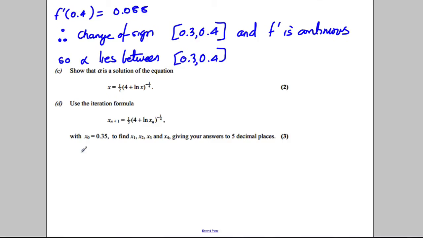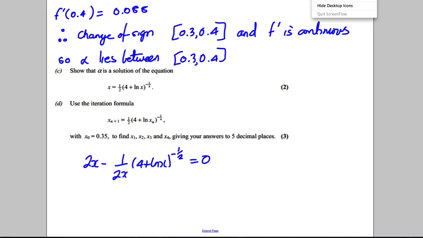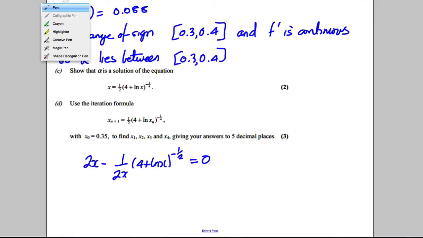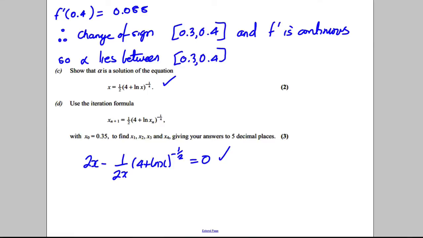So let's rewrite that. We're trying to solve 2x, subtract 1 over 2x, 4 add the natural logarithm of x to the negative half is equal to 0. Now we're trying to rearrange it so it looks something like this. Looking at this, I think, well, I'm trying to get to this point here. So this is where I'm trying to get to. I'm starting off here. How am I going to do that?